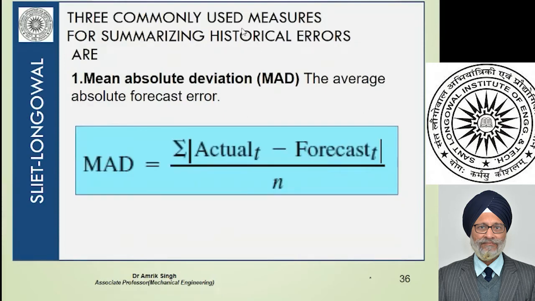Second, there are three other parameters which are used. The first one is MAD. We also call it mean absolute deviation, the average absolute forecast error. That means we take the actual minus forecast and we take the mod of this. So if actual is say 80 and forecast was 100, it is minus 20, but the mod of this will be 20. So you take the mod of all the errors and divide by n. That will give you the mean absolute deviation.